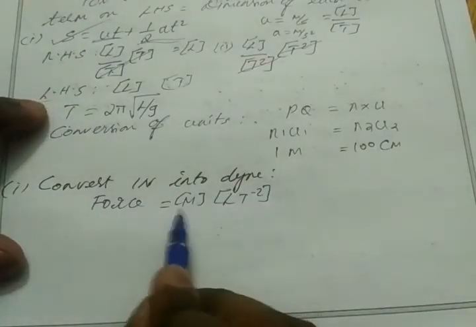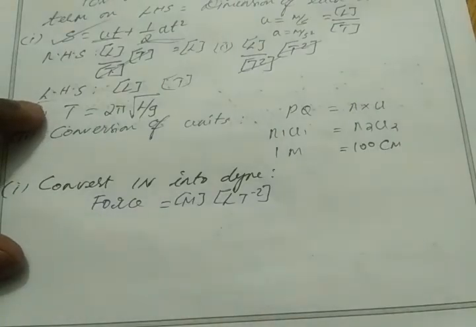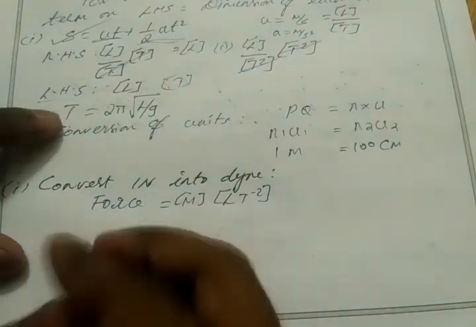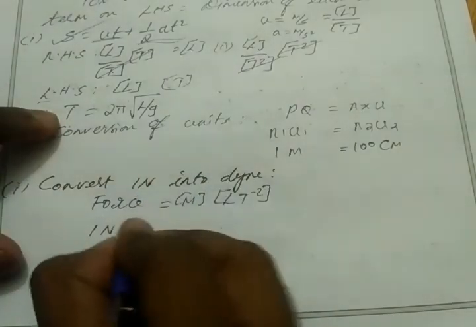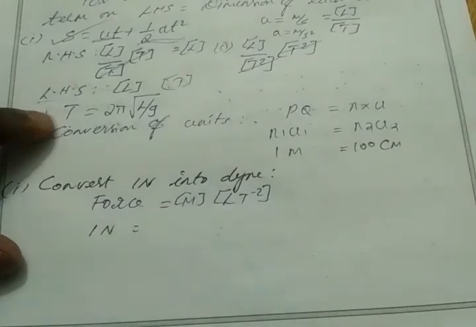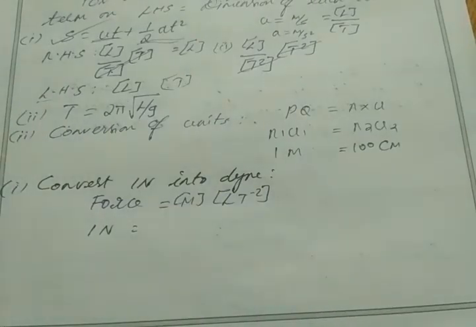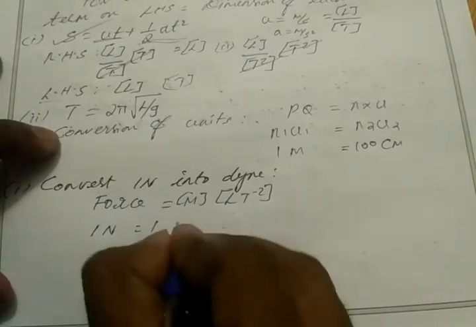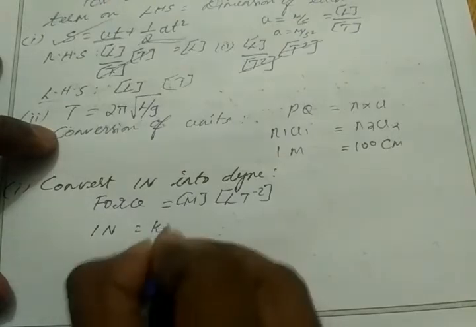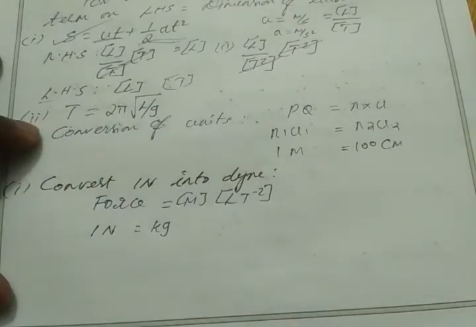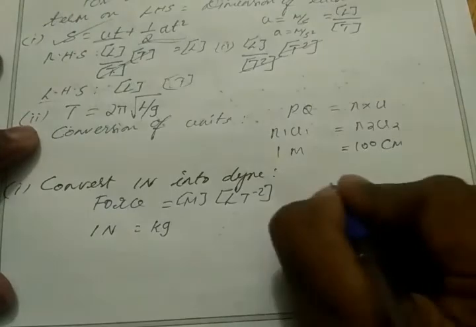So this is the dimensional formula for force. 1 Newton equals 1 kg m per second square, which means 1 Newton equals 1 kilogram of mass multiplied with 1 meter per second square acceleration.